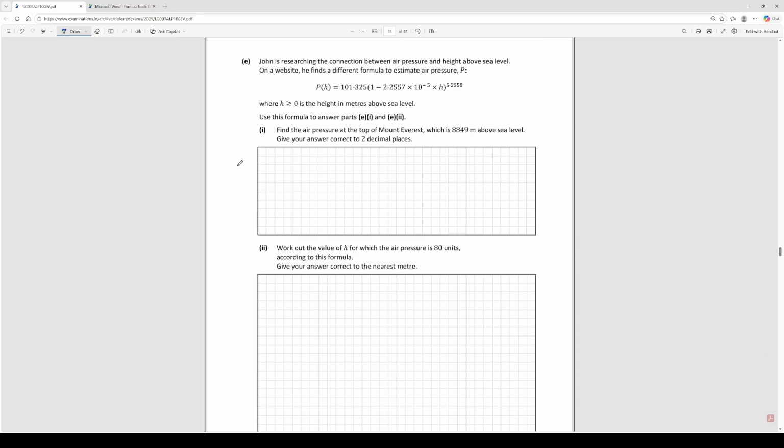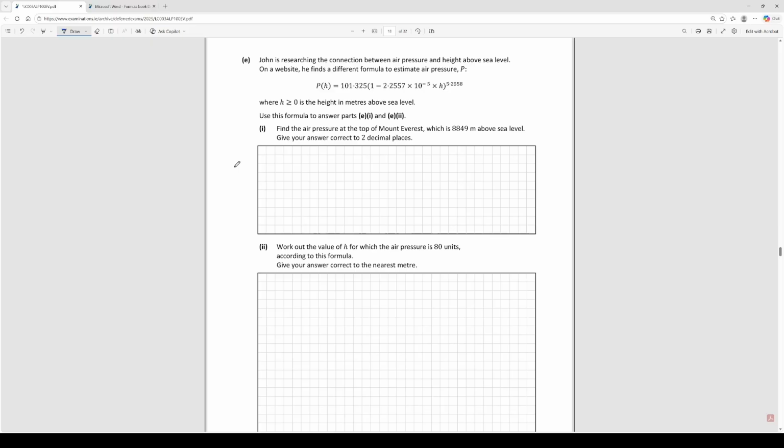John is researching the connection between air pressure and the height above sea level. On a website, he finds a different formula to estimate air pressure, where H is greater than 0 and is the height above sea in meters. Use this formula to answer the next few parts. Find the air pressure when it is 8,849. I'm not going to do that. It's literally just subbing in the 8849 for H, but it's a different formula. You guys have calculators. You can literally just type all of that in.